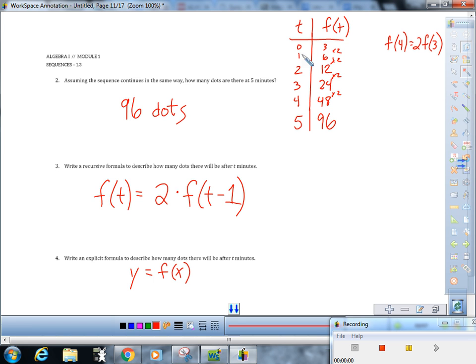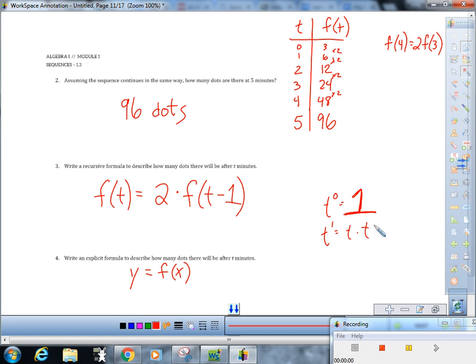So some things I need you to remember. What is t to the 0? Anything to the 0 power is 1. Maybe you've learned that before. We will go back over that throughout this year. Okay? What is t to the 1st? Well, that's t. Okay?